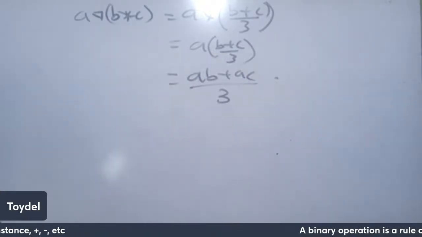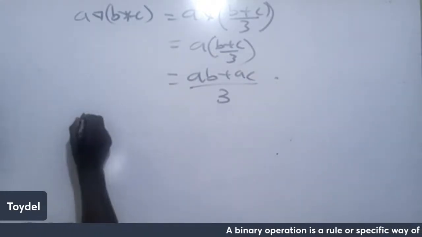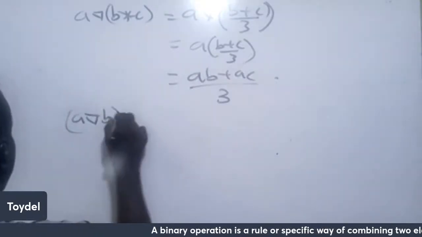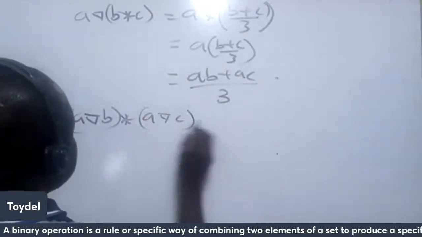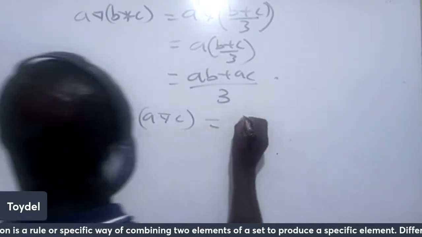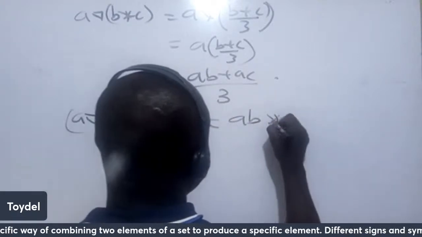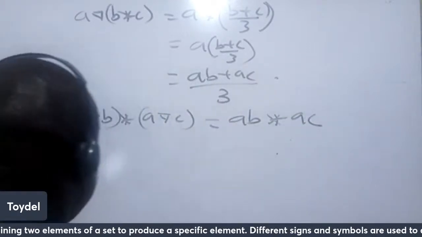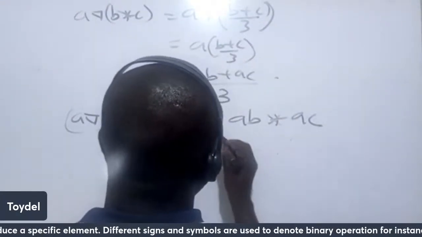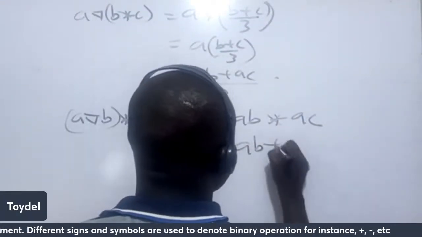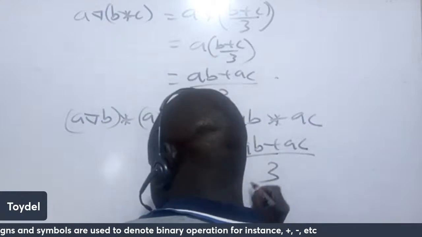Then we now move to the right hand side. In the right hand side, we have (A ▽ B) * (A ▽ C). Then what is A ▽ B? It is defined as AB, multiplication, asterisk, AC. That's what we are going to get. Then what is asterisk? It is plus, and this is divided by 3. Then we are going to have (AB + AC) all over 3.